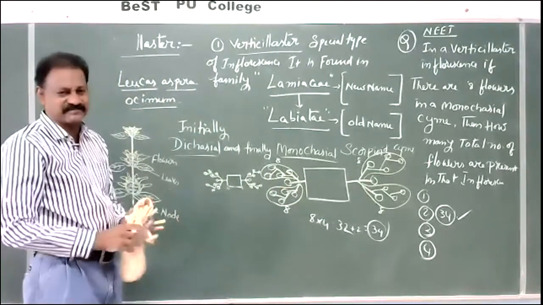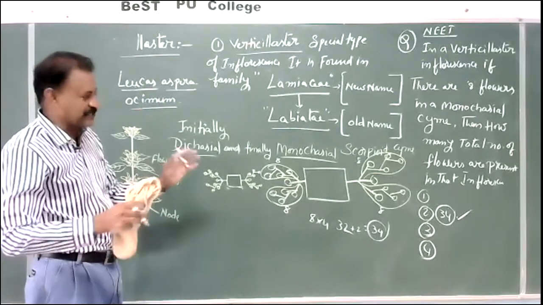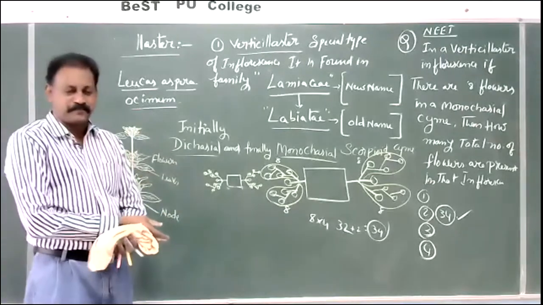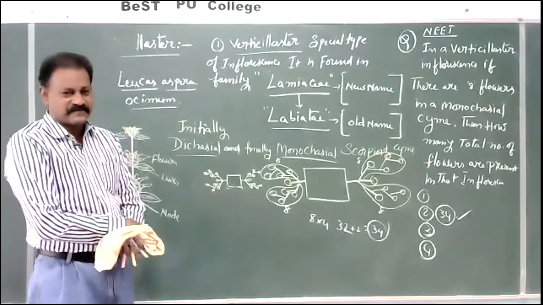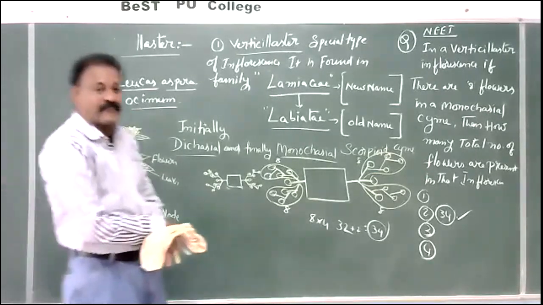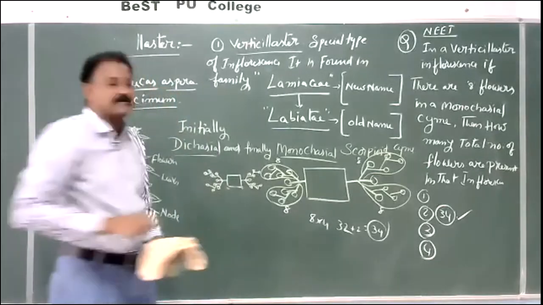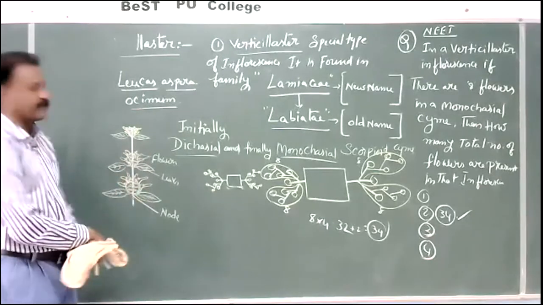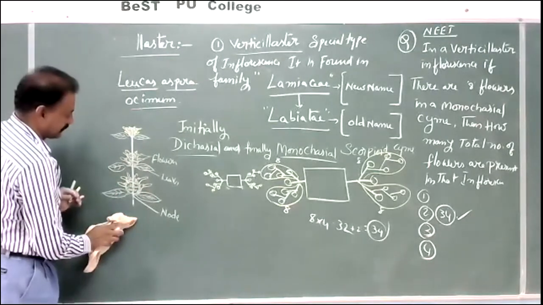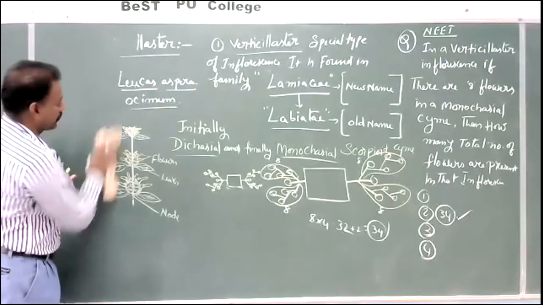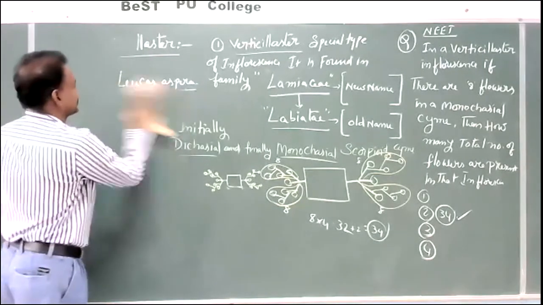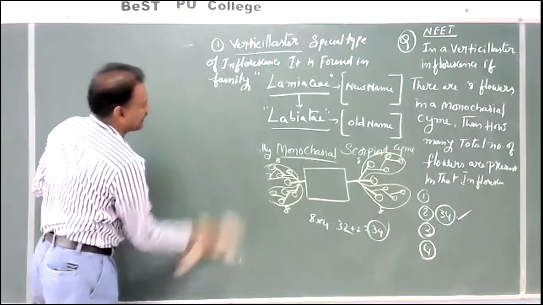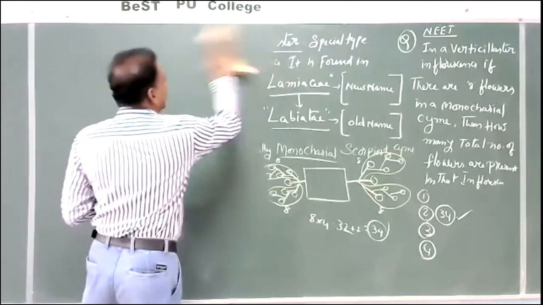Simple, logical questions. So verticillaster inflorescence, a special type of inflorescence. On this, if they want to ask, they can ask so many questions. What is the type of phyllotaxy in Leucas? Opposite phyllotaxy, opposite superposed, pair of leaves always. Next we are going to study Cyathium inflorescence, second one. Only thing is, you have to be attentive during the class.